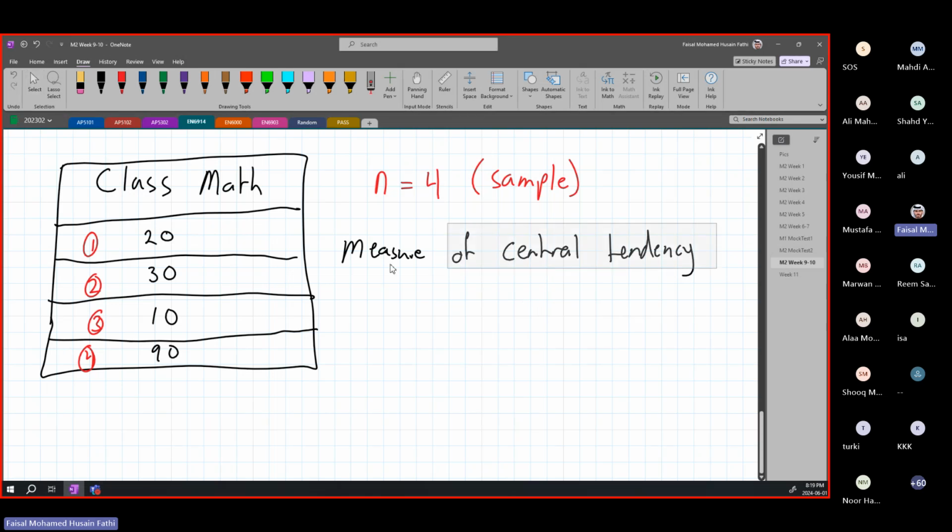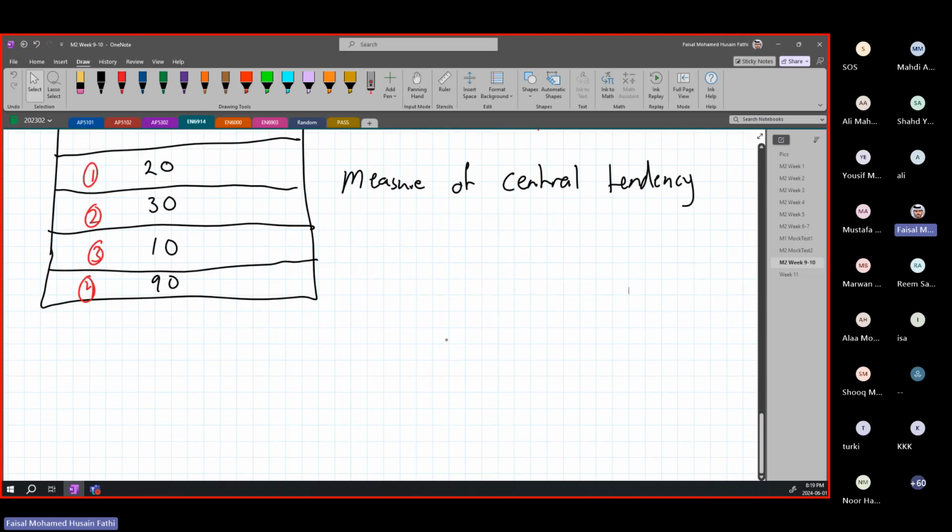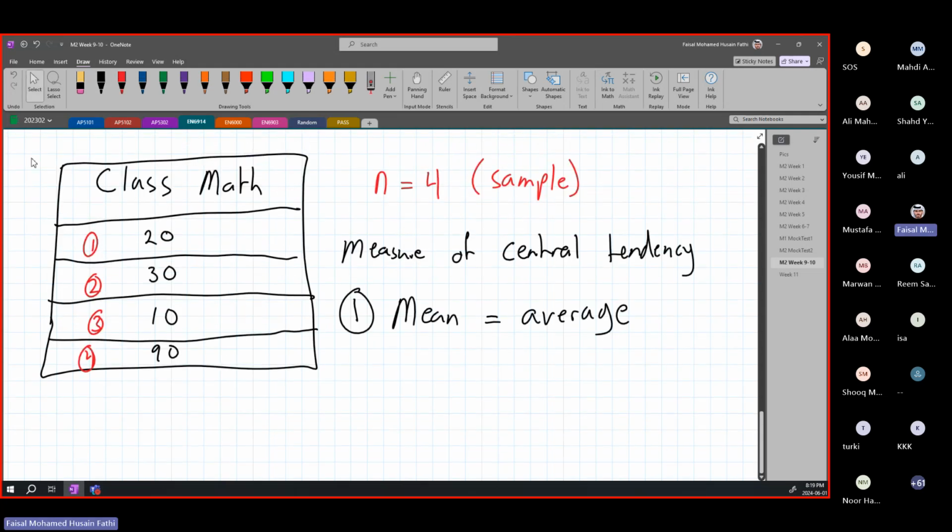So there are 3 things you want to measure. It's usually the middle, right? So we're talking about the middle value, all right? And this is what we mean by central tendency. So there are different types of middle values. So the first one we know is mean, which I'm pretty sure most of you know, which is also known as the average. Okay.